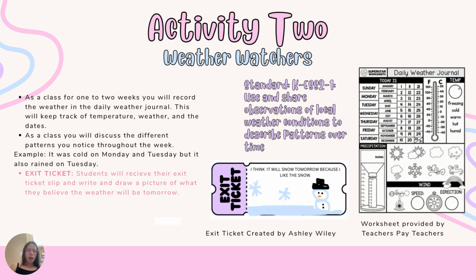And then the exit ticket is that purple ticket at the bottom that I created. So for that, students will receive their exit ticket slip and write and draw a picture of what they believe the weather would be tomorrow. So for my example that I filled out just so you can have an understanding of it, like I said, it's that purple ticket, and I put, I think it will snow tomorrow because I like the snow, right? That might be something that your student may write. And then there's a picture of snow and a snowman.